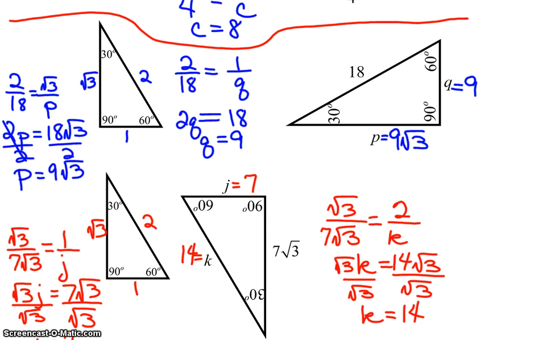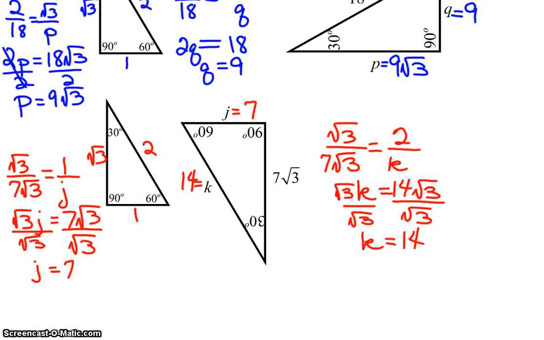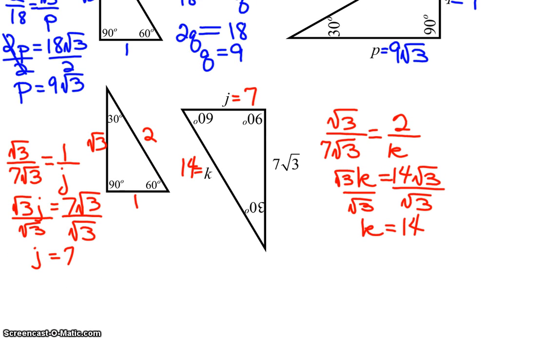On the next set, I knew that the long leg was 7 square root of 3, so from my parent triangle, the square root of 3 matched with 7 square root of 3. In the same way that 1 matched with j, I did my cross products, got the square root of 3 times j equaled 7 square roots of 3, divided by the square root of 3 to get both sides equal, and ended up with j equals 7. Again, you can divide square roots with square roots, you can divide constants with constants.